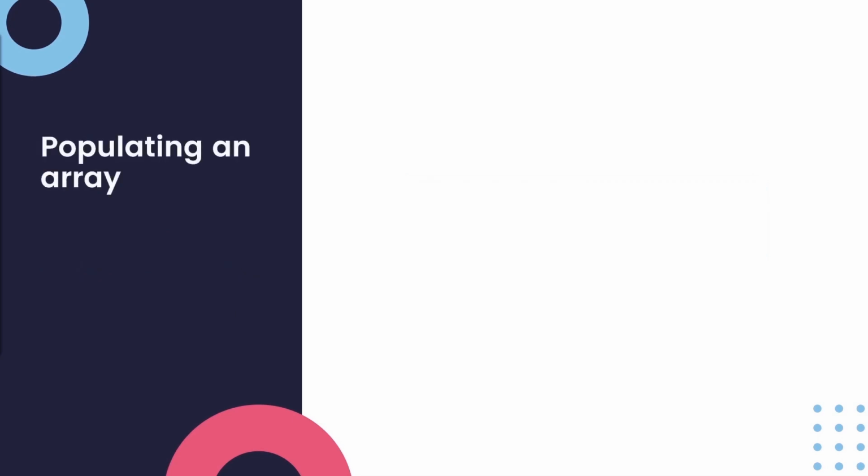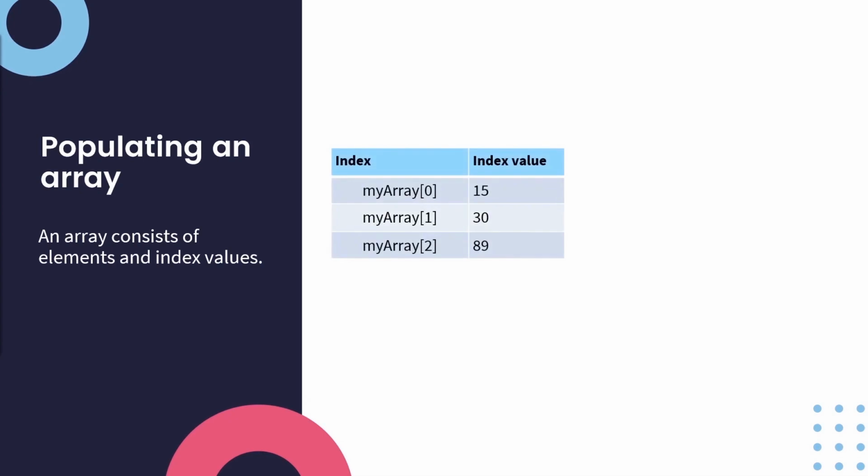Now, how exactly do we populate an array? Well, an array consists of elements and index values, otherwise known as indexes and index values associated with certain indexes. In here, we've got a very basic table with 2 columns, index as well as index value. So we've got this array called myArray. At index 0, we've stored the value 15. At index 1, we've stored the value 30. And lastly, at index number 2, we've stored the value 89.